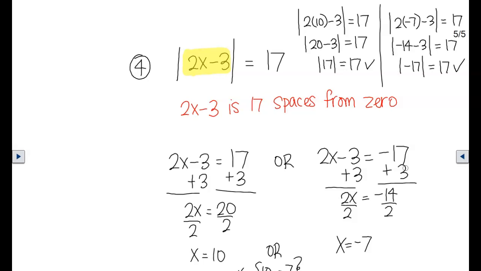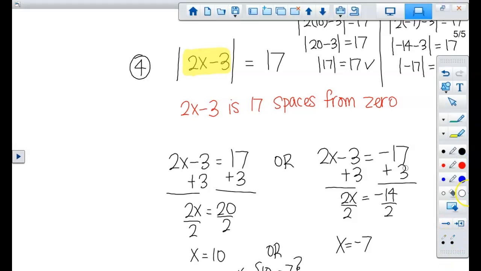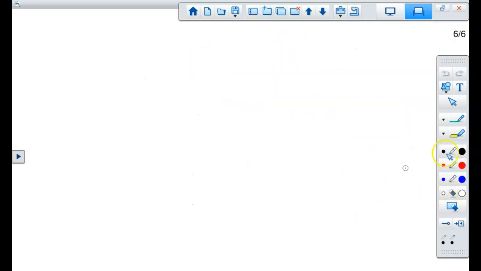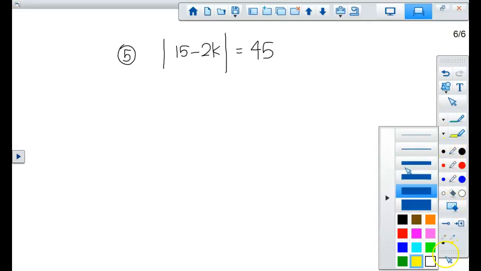So notice the pattern. Whatever's inside the absolute value bars gets set equal to the positive version of that number and the negative version of that number. We're doing the same thing every time. One last one. And then I want to talk to you about a couple of special cases before we finish this up.